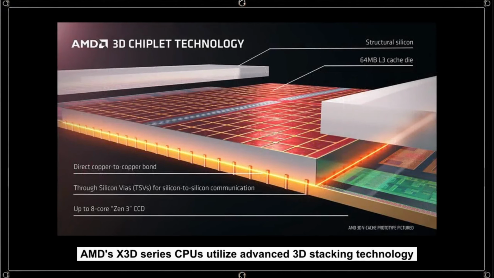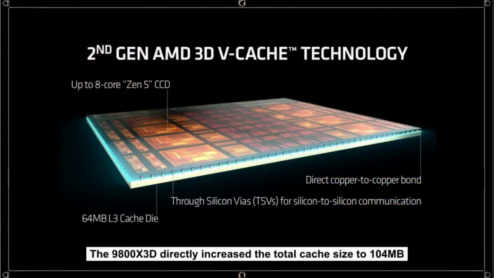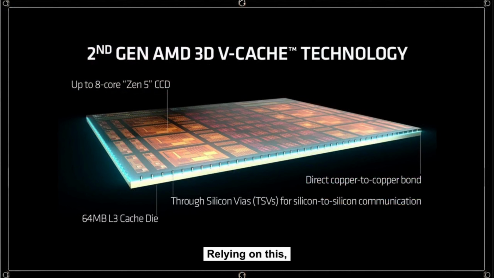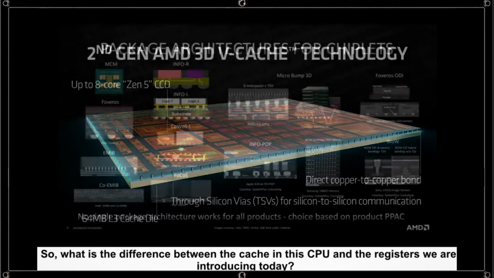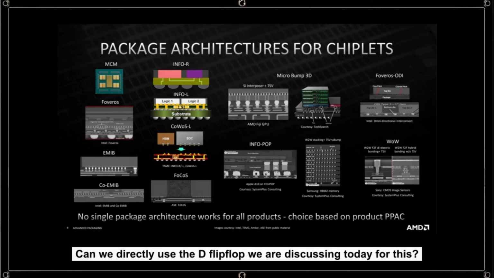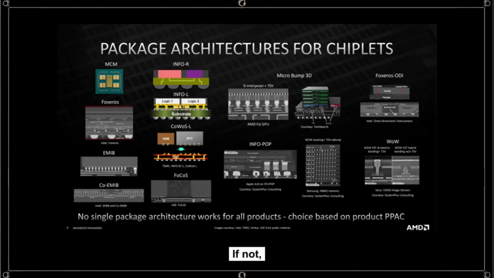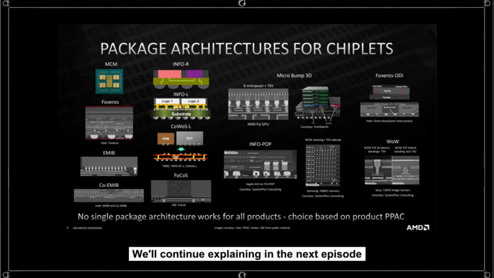AMD's X3D series CPUs utilize advanced 3D stacking technology to incorporate super large caches into the CPU. The 9800X3D directly increased the total cache size to 104 megabytes. Relying on this, the X3D series CPUs achieved a significant boost in gaming performance. So, what is the difference between the cache in this CPU and the registers we are introducing today? Can we directly use the D flip-flop we are discussing today for this? If not, what makes it special? How does it differ from the DDR memory we introduced earlier? Follow me. We'll continue explaining in the next episode.